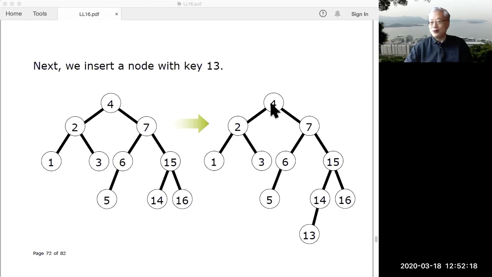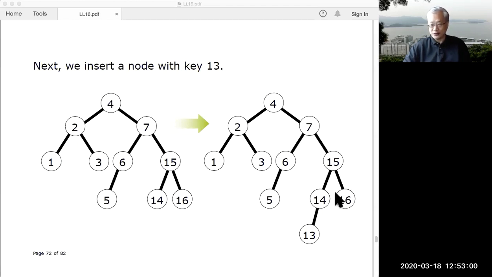Okay. So what rotation do we need? Anyone want to guess? Now, where is the new node? The new node is here. So there are only 4 possibilities, right? One is left-left, left-right, right-left, and right-right. So we have inserted 13 to the right subtree and right subtree again, correct?